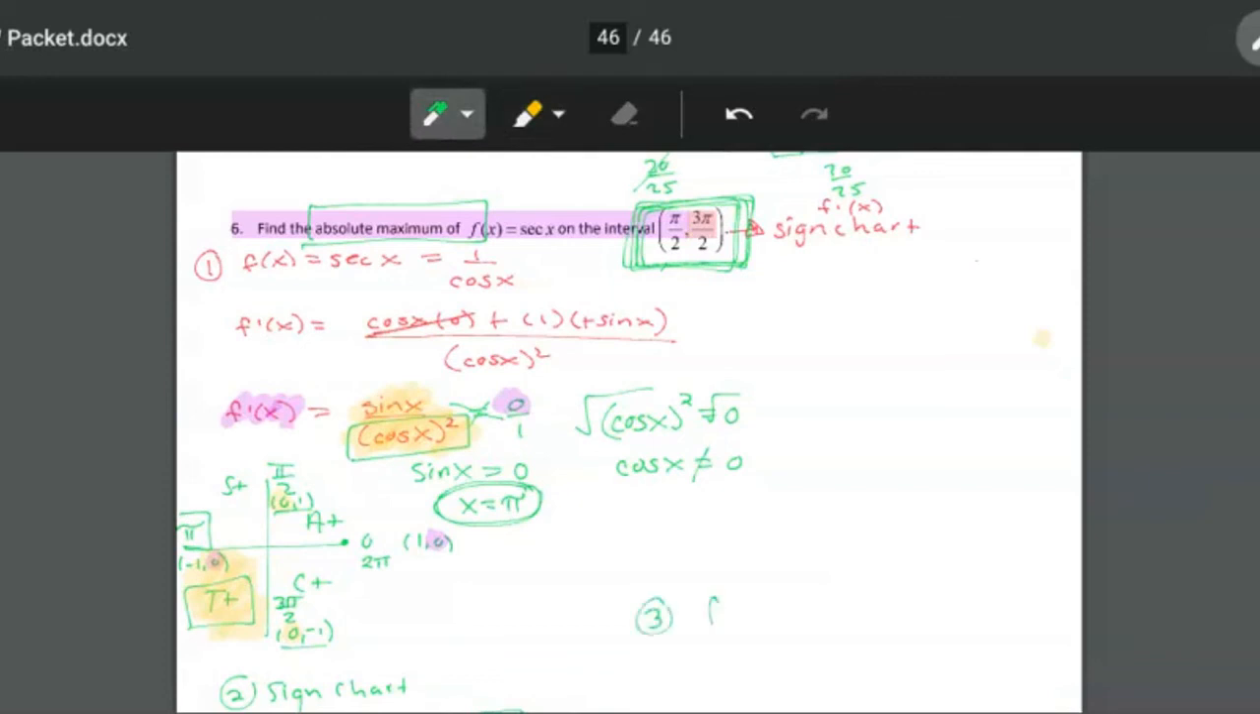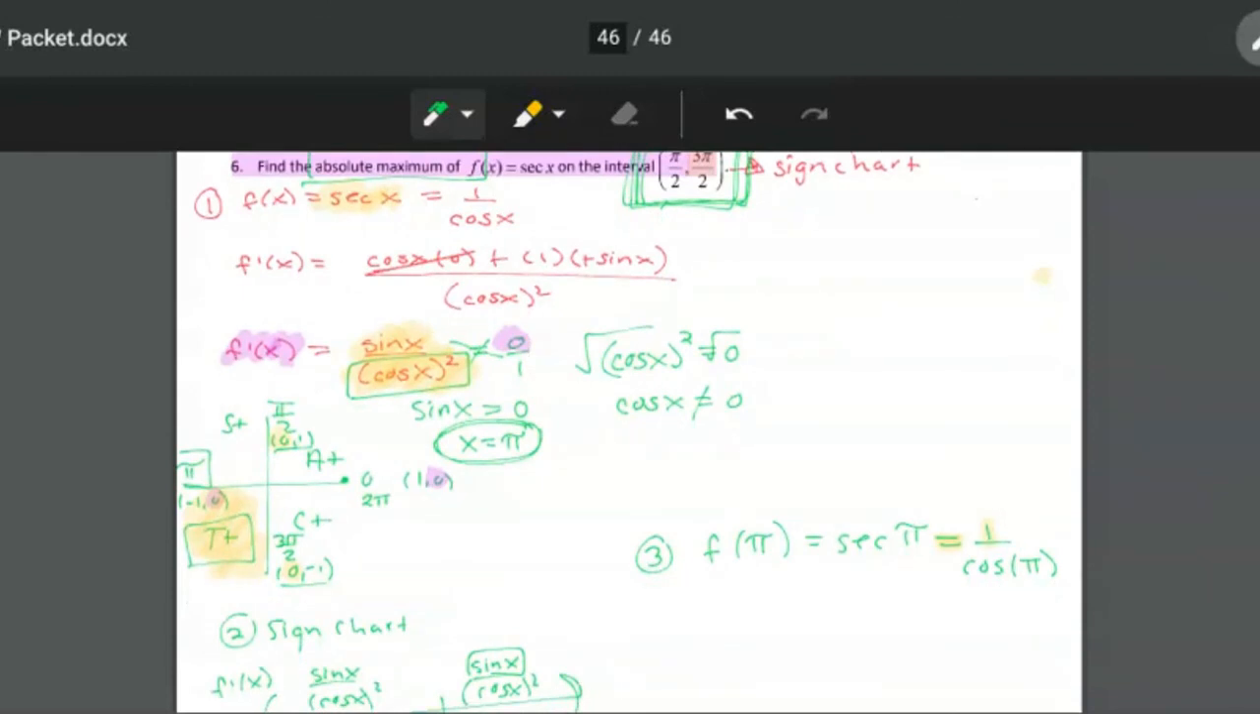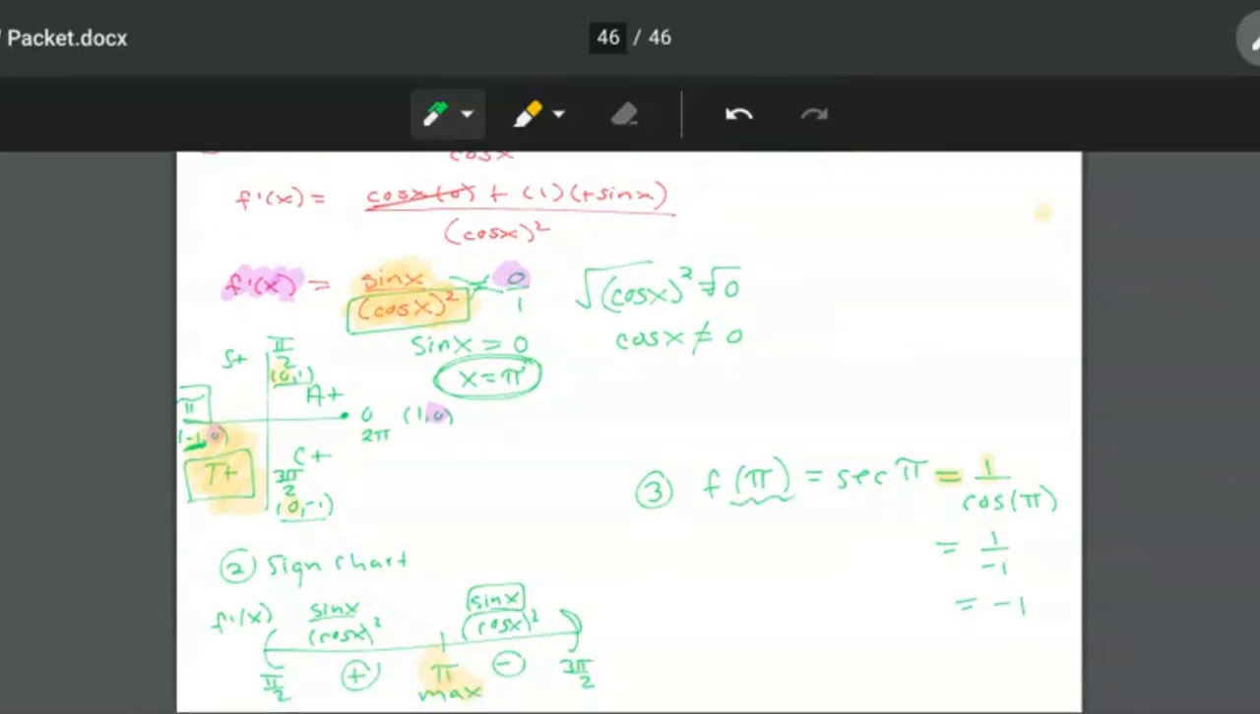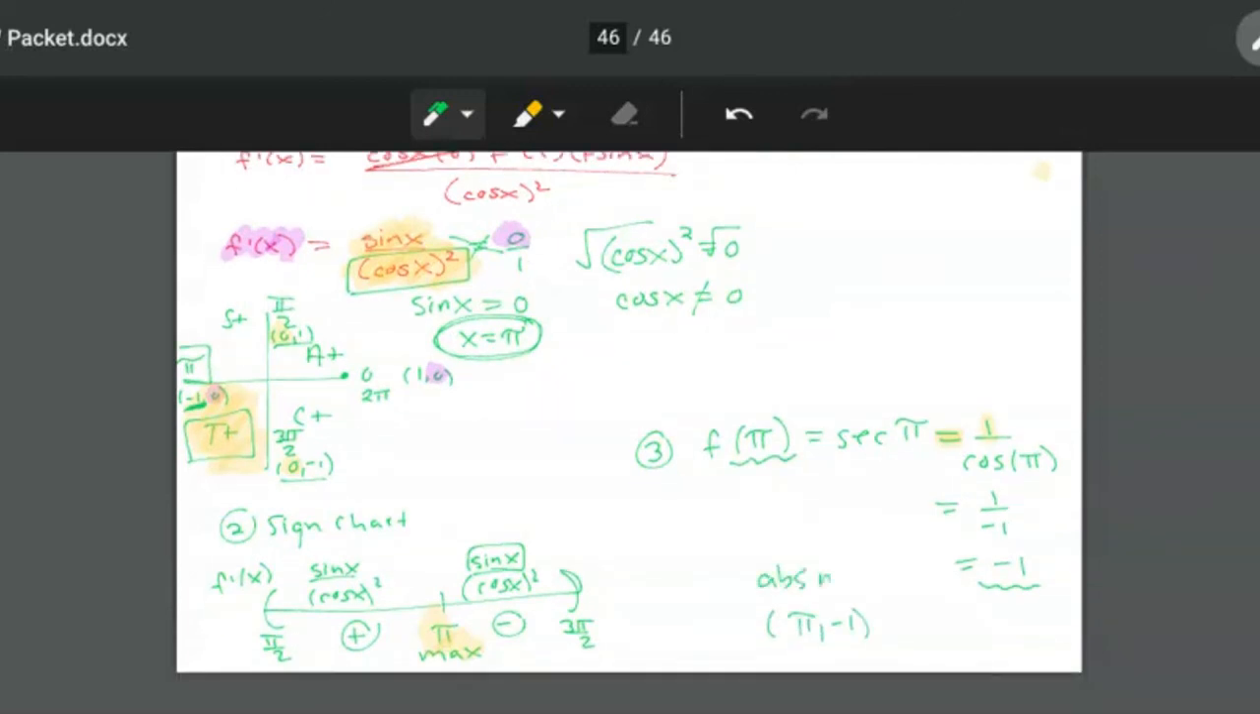So the last step, step 3, we got to find f of pi, which is secant of pi, plugging it back into the original function. If you don't know what secant of pi is, maybe rewrite it as 1 over cosine of pi. Your cosine at pi, or your x value at pi, is -1. So 1 over -1, or -1. So we plugged in a pi, we got out a -1, so our point is (pi, -1). That is where our absolute maximum is.